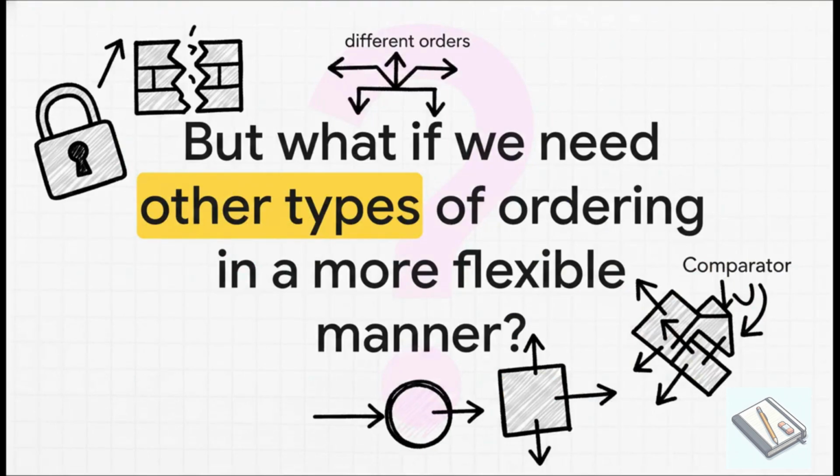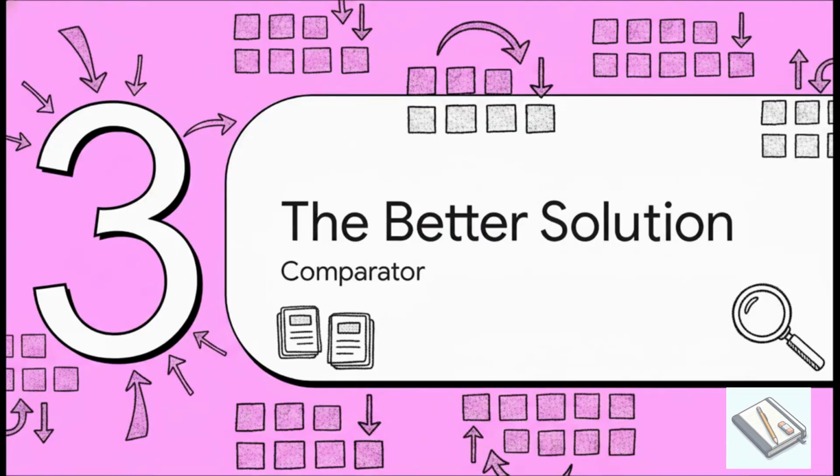Okay, this is awesome, right? But wait a minute. We've just painted ourselves into a corner. Comparable gives us one way to sort, that natural order. What happens when the business folks come back and say, great, now sort them by name? We can't have two compareTo methods. This limitation is exactly why we need another tool in our toolbox. And that problem right there is exactly why we have our second solution, the much more flexible Comparator.